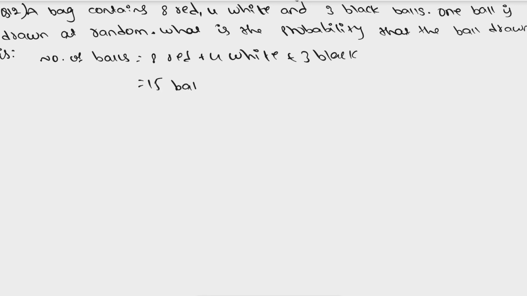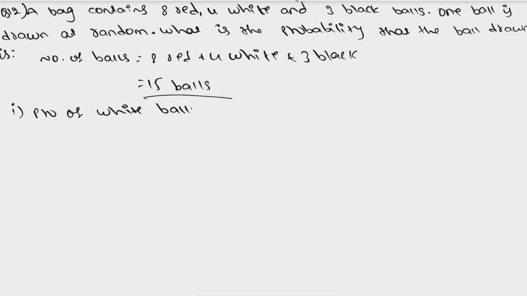Question number 12: a bag contains 8 red, 4 white and 3 black balls, and 1 ball is drawn at random. We need to find the probability, and here we will have different cases. Before that, first we need to find the number of balls: 8 red plus 4 white plus 3 black is equal to 15 balls in total. From these 15, one ball is chosen at random.